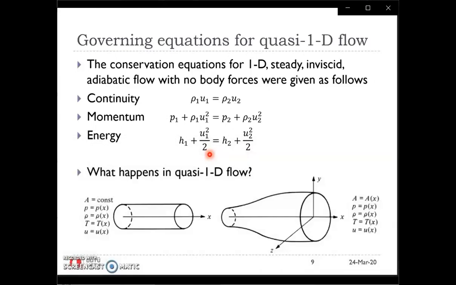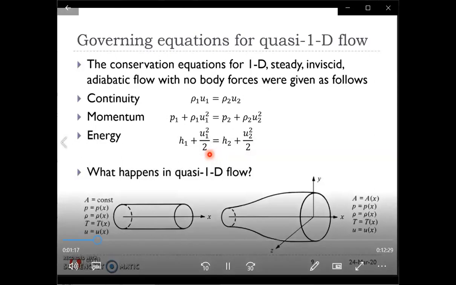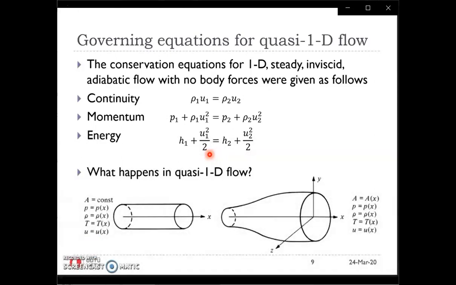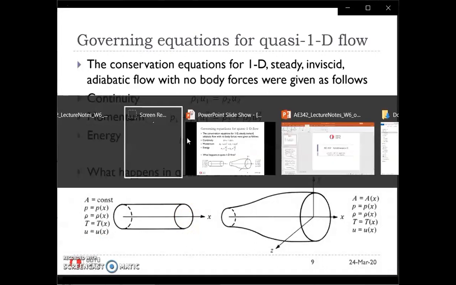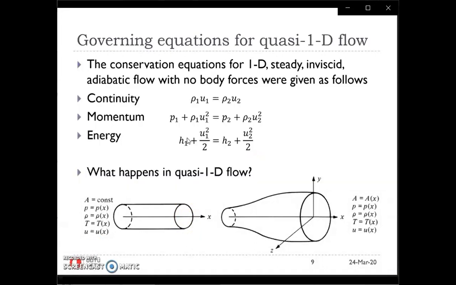Design in different propulsion systems like rocket engines and other turbo engines, turbojets. So this information that we're going to learn today is critical. So basically, we talked about the conservation equations for the 1D steady inviscid adiabatic flow.